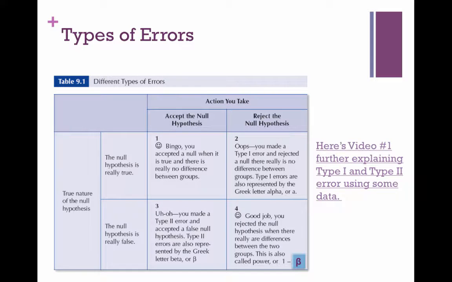So let's talk about types of errors. We've learned about the ideas of null hypotheses and research hypotheses, or alternative hypotheses. We always have to assume, going into a research study and into an experiment, that there are no differences, that there are no relationships. So a lot of our research is centered around the null hypothesis, or trying to prove that there are differences or that there are relationships.